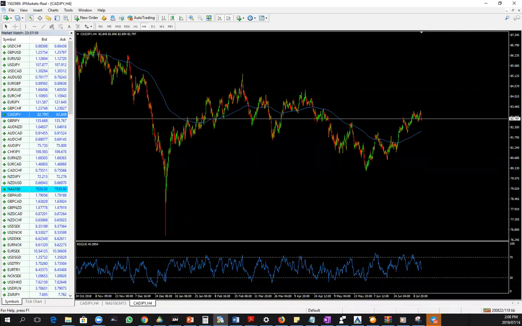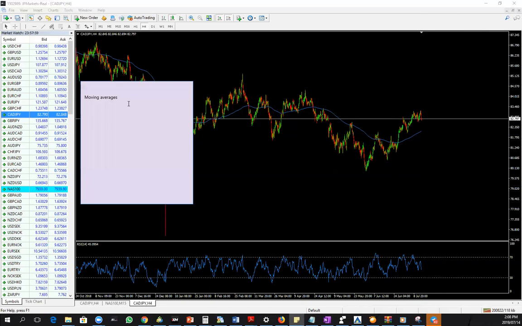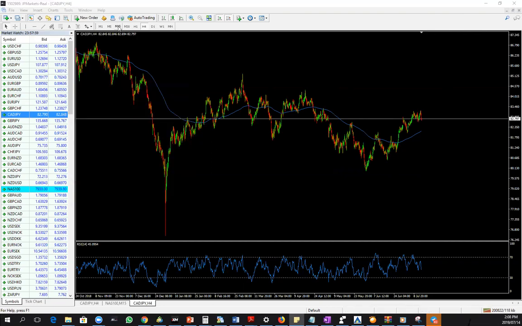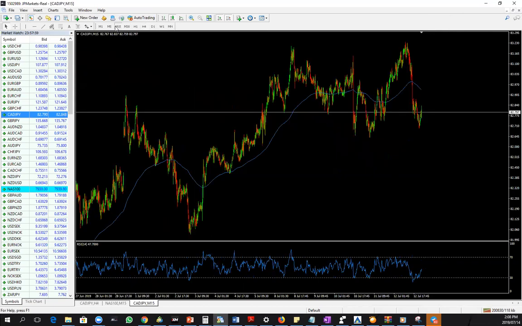Take note. I just want to write them down somewhere so you can see them. I'm just typing them down here. The first one, 200 EMA. The second one will be a 50 EMA. Now, we're going to discuss the 200 first.